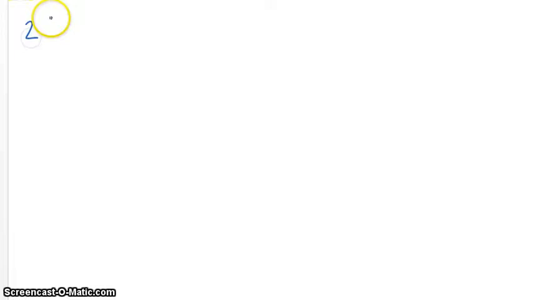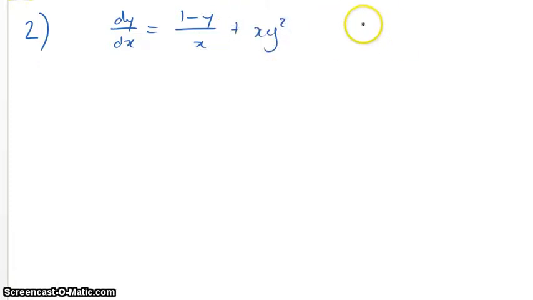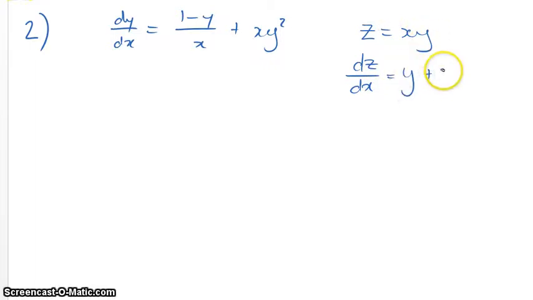For question 2, we're given this differential equation, dy by dx is equal to 1 minus y over x plus xy squared. And we're told to use the substitution z is equal to xy to show that it reduces to something in just z. So, okay, we can do this. Given the substitution, I first want to know what dz by dx is. Using the product rule, that is y plus x dy by dx.